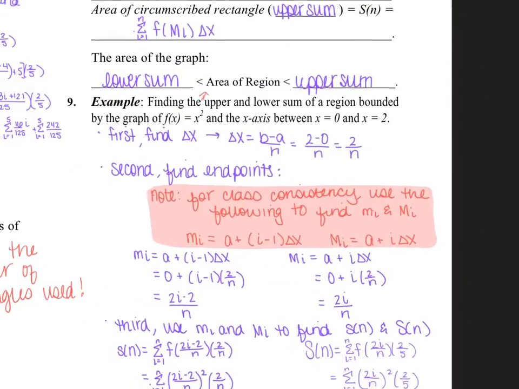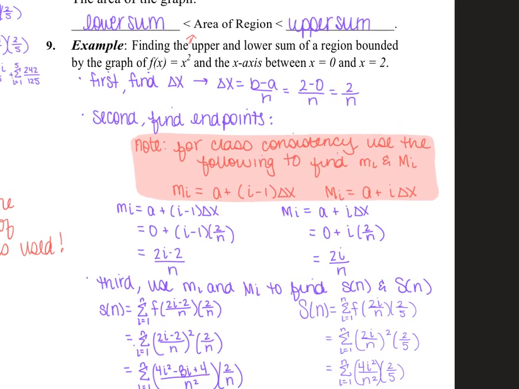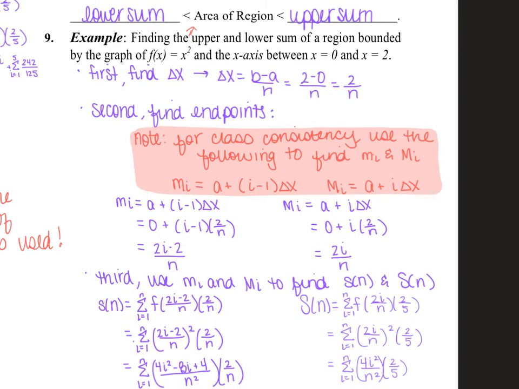So looking at an example of actually finding lower and upper sums, when you're trying to find your lower and upper sum and you don't know your value for n, your answer will have n's in it. It'll look like an equation. So let's go through the steps here. Your first step pretty much always is to find your delta x. It's always the easiest thing to do, just get it out of the way. So you do b minus a over n. For us, it's 2 minus 0 over n, which is 2 over n.